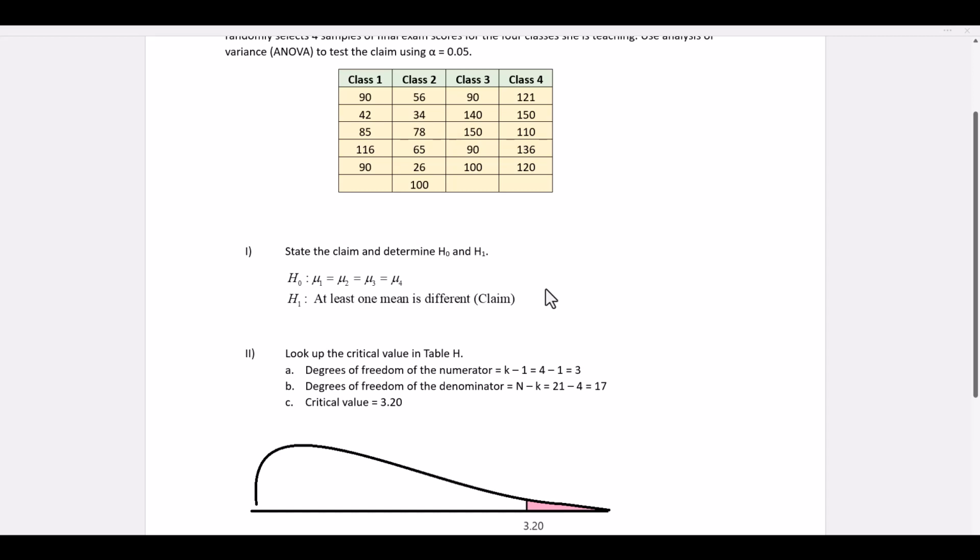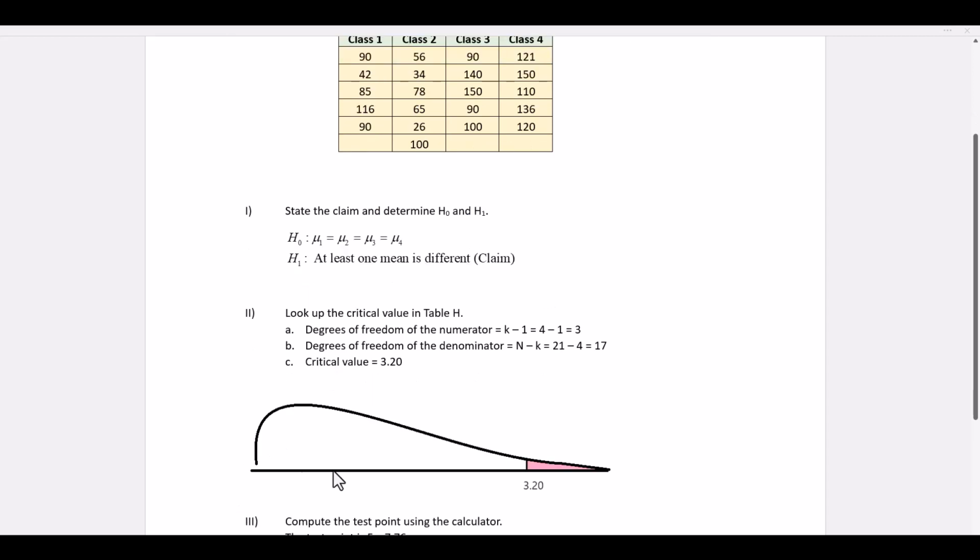When we perform ANOVA, we are performing an F test. So we have to draw the F distribution, and we look up the critical value in table H. First, we have to compute degrees of freedom of the numerator. That is K minus 1. K is the number of categories. Well, we have 4 classes. So there are 4 categories. 4 minus 1 is 3.